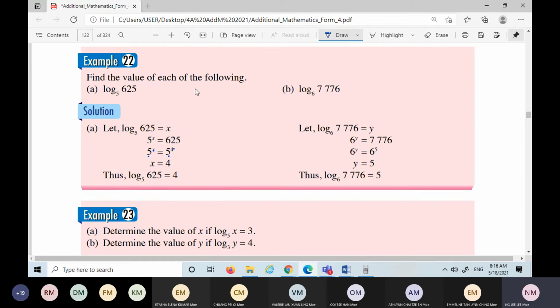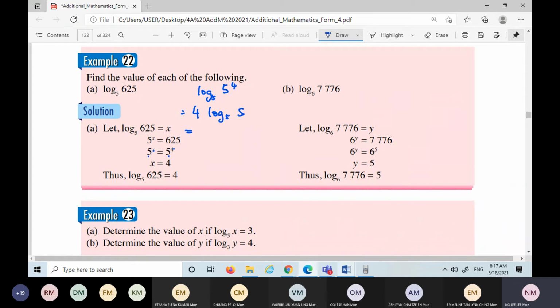Another way of doing it. Log 5 of 625, the same thing. You know this is 5 to the power 4, so you write 5 to the power 4. Then I use the power law. The power can drag in front. So 4, I drag in front, log 5 of 5. Log 5 of 5 is what?